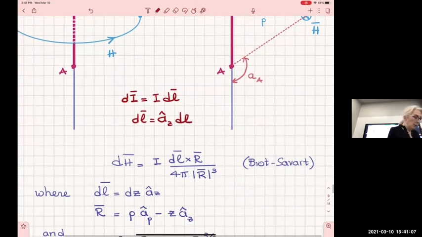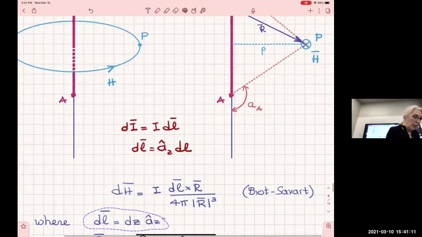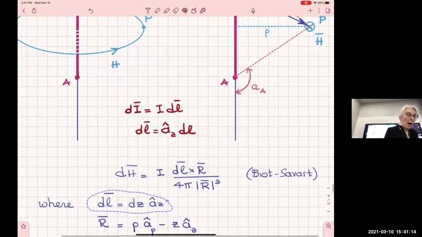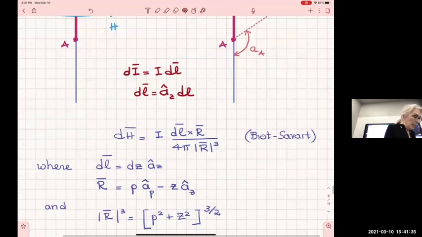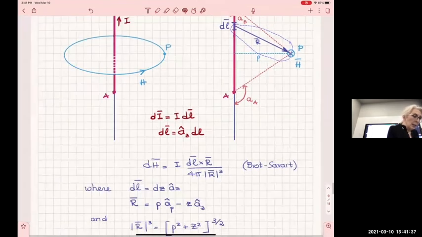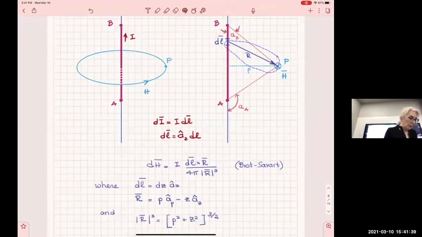So that's what it is. Okay, and then I have it here again, and then I use the Biot-Savart rule. And one more thing, R. What is R? R, according to the Biot-Savart law, is the vector from the infinitesimally short current to the point of observation, P. All right, so R is a vector. And what are the two components of this vector?